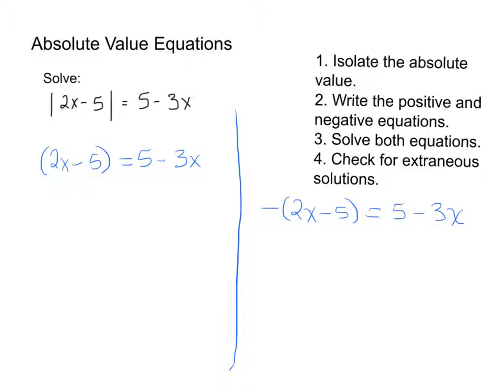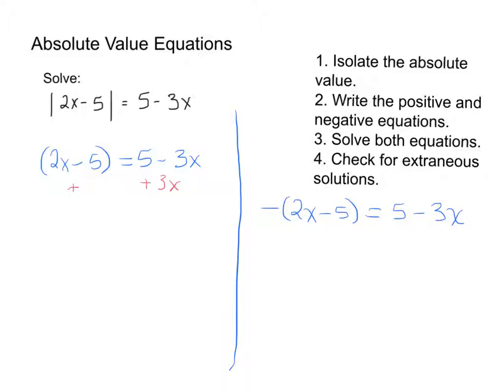A positive equation, where all I did was change the absolute value signs to brackets, or get rid of the absolute value sign, really. And then one where you put a negative in front of it. And then solve both equations. So to solve, it's linear, so I'll isolate the x. Add 3x to both sides. I'm going to do the positive one first.